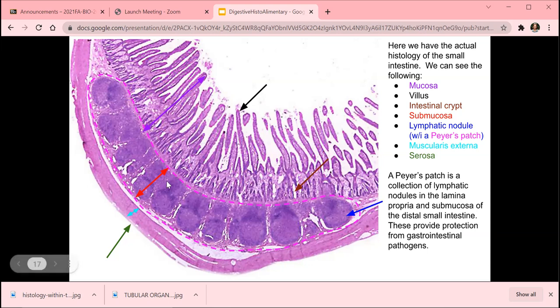Then we have tunica submucosa. In the ileum, which is the last part of our small intestine, in tunica submucosa, we have aggregated lymphatic follicles or lymphatic nodules. And these aggregated lymphatic follicles are called Peyer's patches. They can play an important role in our immunity. After that, you can see muscularis externa, and the last layer is called tunica serosa.